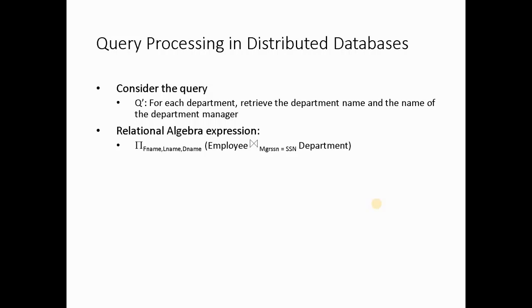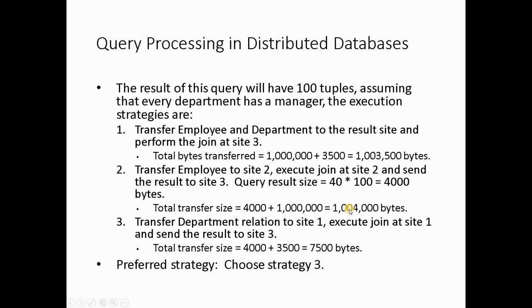Let's consider another one. For each department, let's say department name and the department manager's name. If you look at the relational algebra operation, we know that you perform the join operation between employee and the department. The join condition is manager social security number should be equal to social security number of the employee, and we want to get the first name, last name and department name. The results of this query will have 100 tuples, because if we assume every department has a manager, the results will have 100 tuples.